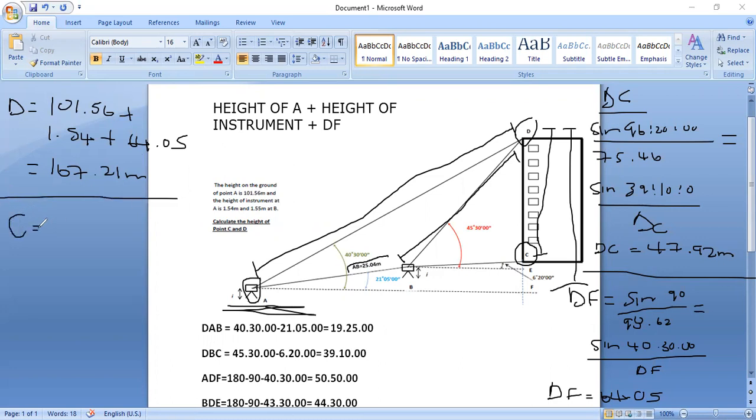So now we need to calculate point C, but as you can see here, point D is on top and point C is at the bottom. So all you have to do is take the height of D and minus DC. The height of D we calculated is 167.21 minus DC, which we calculated, and it was 47.92, which gives us an answer of 119.29. We'll just double check: 167.21 minus 47.92. Yes, 119.29. And that is basically how we calculate something like this.